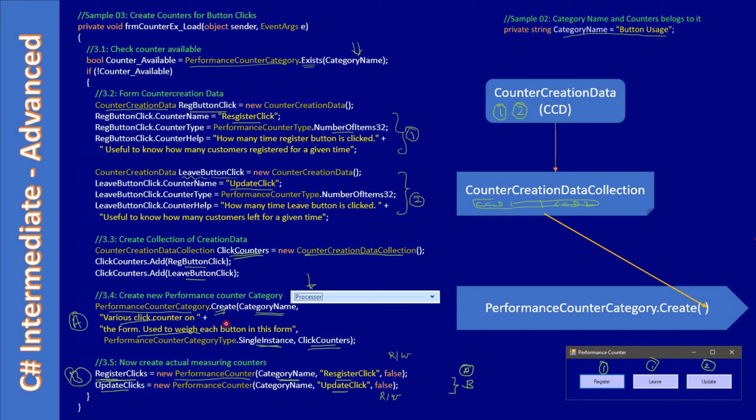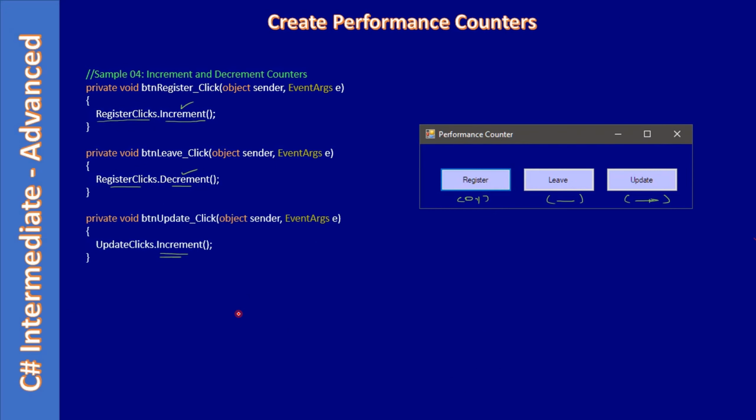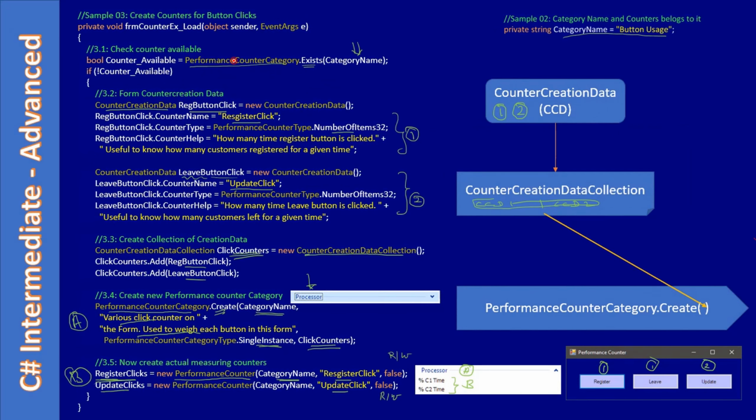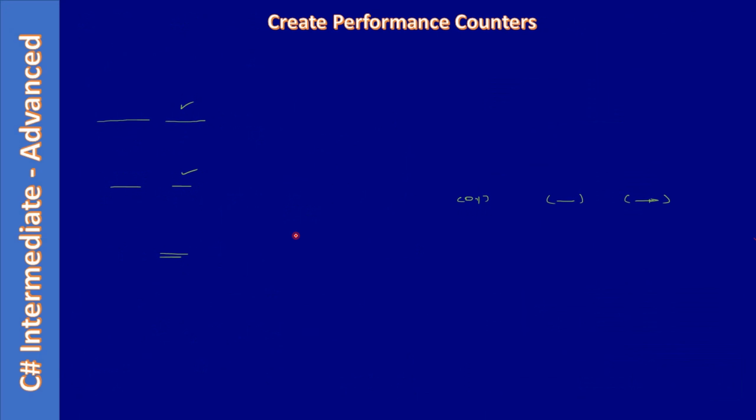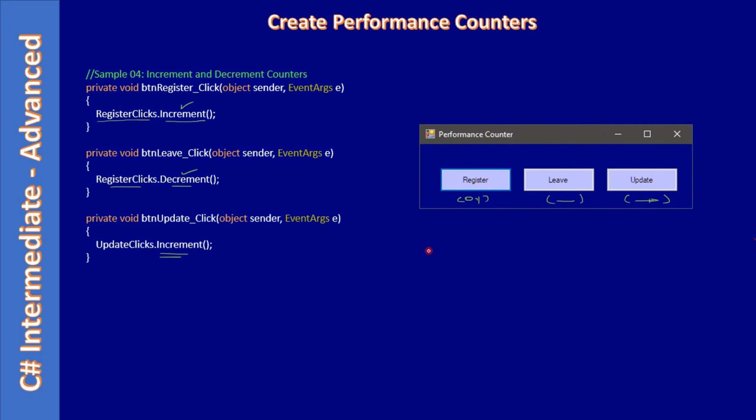Alright, this is where we got the error. Register click and update click, they both were null because here we are checking counter exists, and if it exists we won't run the code here. So one way of solving this is you have to put an else portion, and in the else portion you have to query the counter and initialize register click and update click. But here we are going to do it differently and in an easy way.